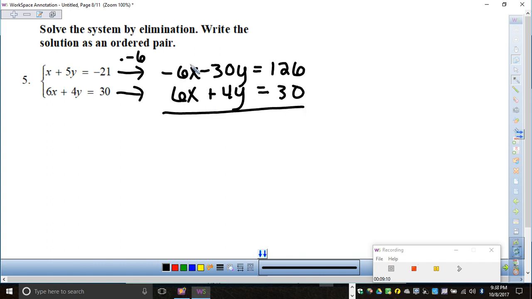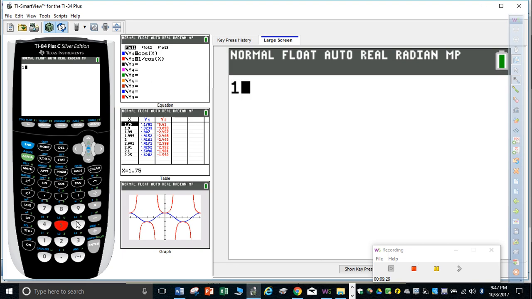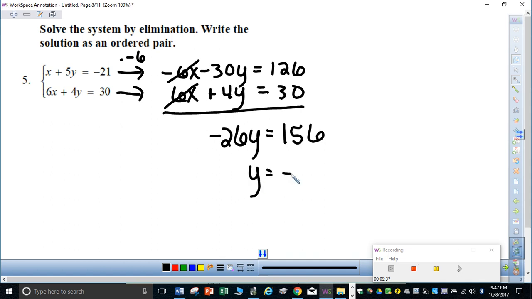And when we add them together, minus 6x plus 6x is going to cancel. Minus 30y plus 4y is minus 26y. 126 plus 30 is 156. All right, and then let's divide both sides by negative 26, and that works out nicely to equal negative 6. So again, that's the y value of the point of intersection. You can plug it back into either one of your equations. I'm just going to plug it back into the first one.